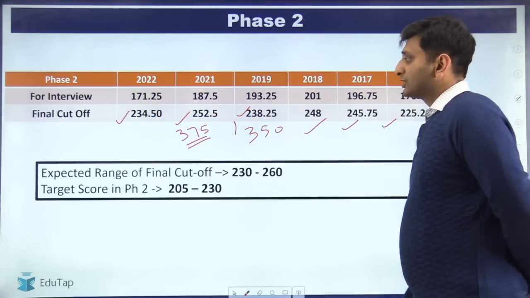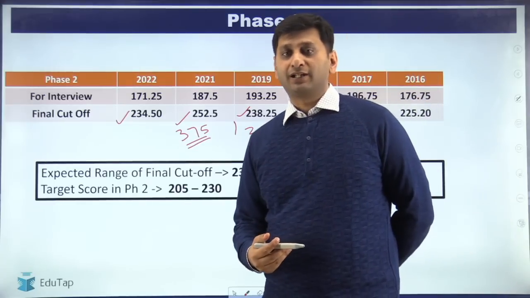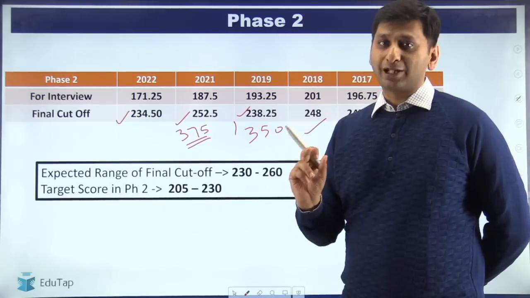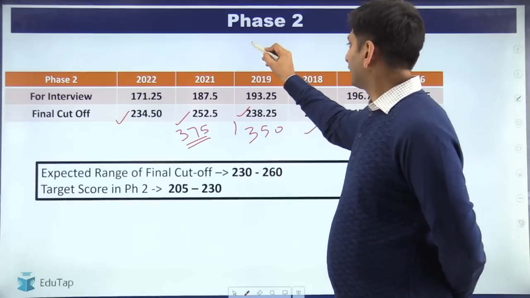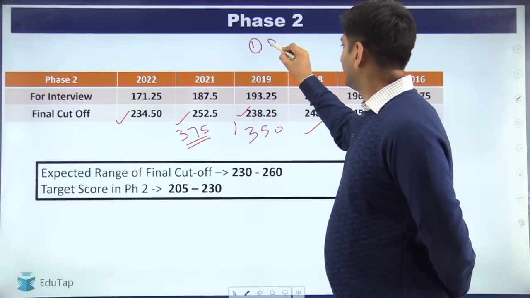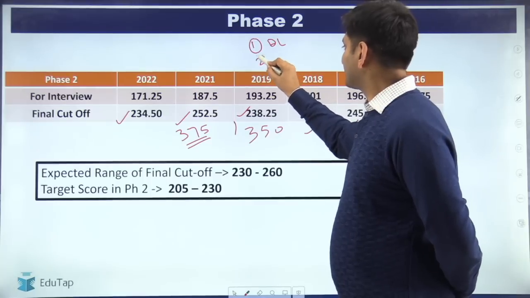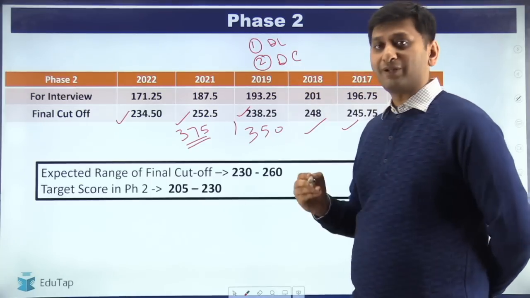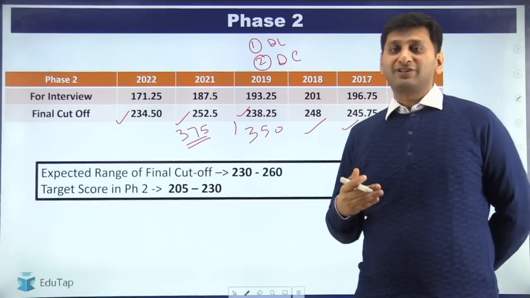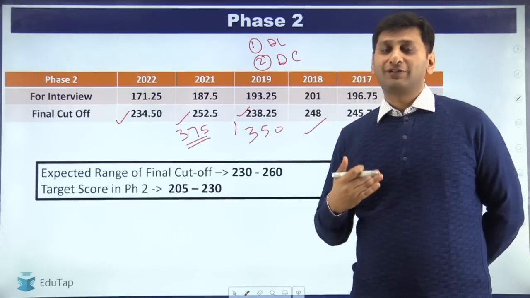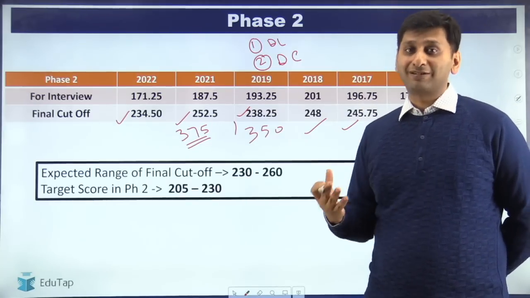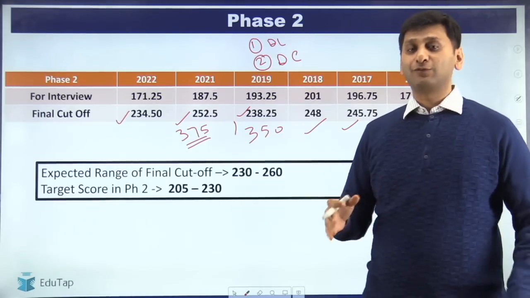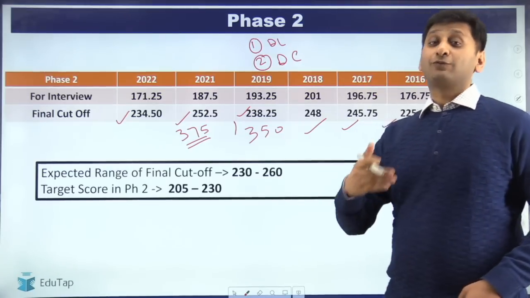Now here also when the cutoffs vary, there are actually 2 points to be considered as to why they are varying. The first one is the difficulty level of the paper. DL means difficulty level, and the second is descriptive checking. DC means descriptive checking. Because sometimes if the checking is not lenient, obviously you're going to get less marks for the same answer, which otherwise could have fetched more marks in case the checking was lenient.